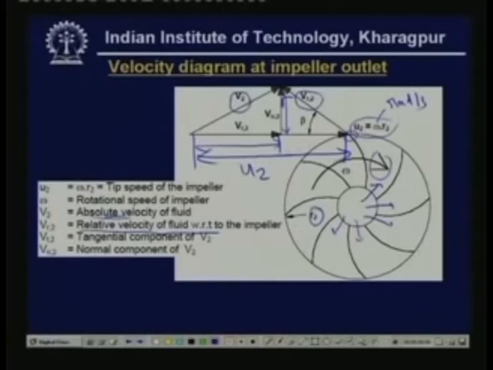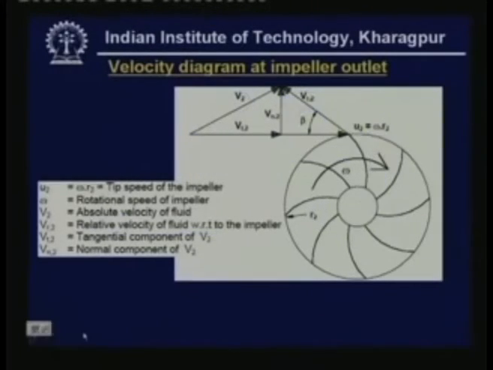So we have velocities, let me repeat once again: you have the tip speed small u2, the absolute refrigerant velocity capital V2, the relative velocity of the refrigerant V subscript R2, and then the tangential component of the absolute velocity V subscript T2 and the normal component V subscript N2, and this angle beta is known as the blade angle if you are assuming that there is no slip. I will explain what the slip is a little later. So this is the velocity diagram at the impeller outlet.